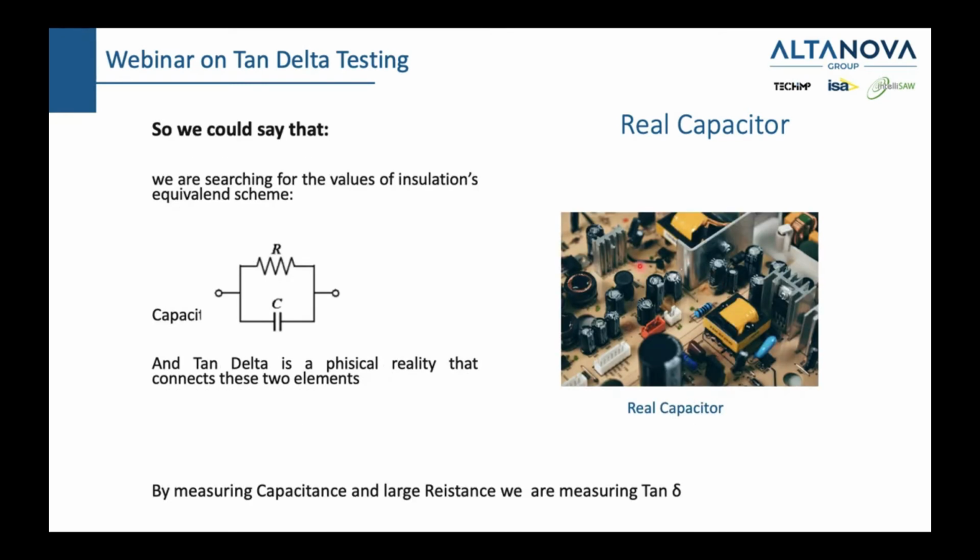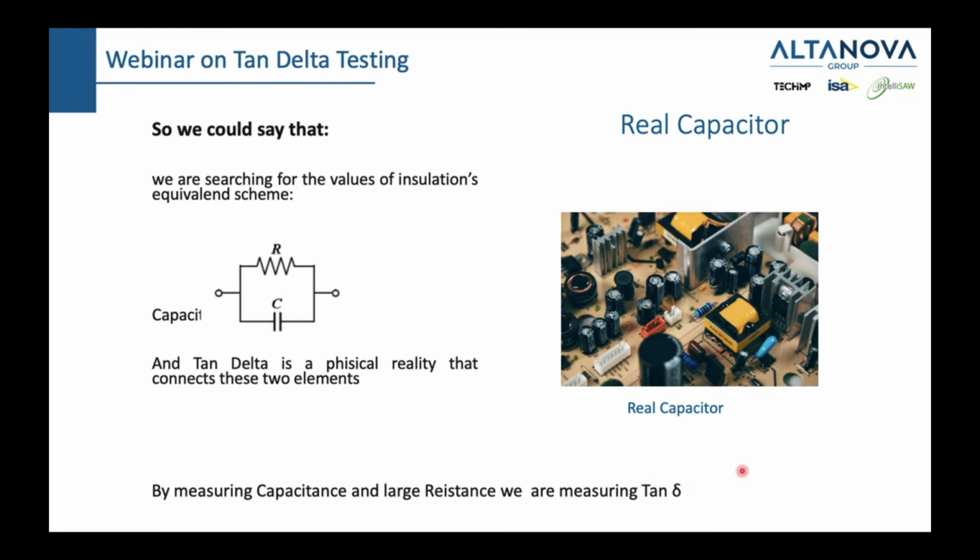So here we have our real capacitors used on a PCB, and we can say that we are actually searching for the values of insulation's equivalent scheme. Since we can model our insulation as resistance and capacitance connected in parallel, we are searching for resistance and capacitance, and tan delta is a physical reality that somehow connects these two elements. So by measuring resistance and capacitance, we measure tan delta.